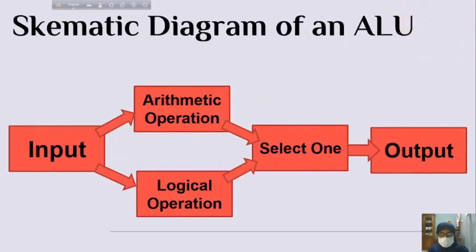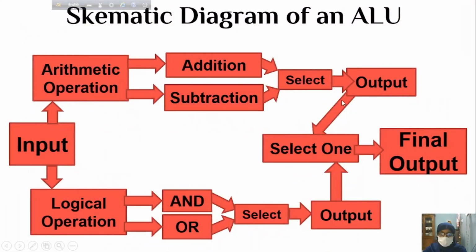This is the very basic schematic diagram of an ALU. We already know that an ALU must have two units. One is the arithmetic operation unit and another is the logical operation unit. The input will be the same for both the arithmetic unit and the logical unit. The arithmetic unit will give us an output and the logical operation unit will also give us an output. And from these two outputs, we will select only one output which will be our final output.